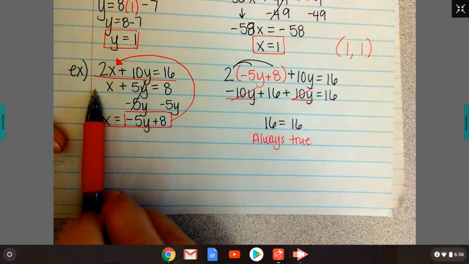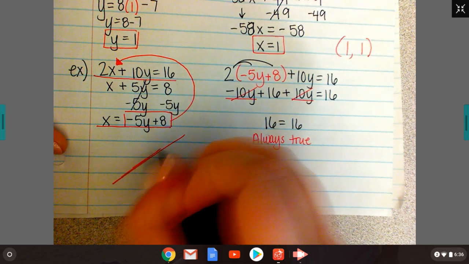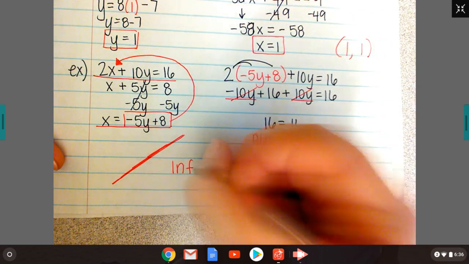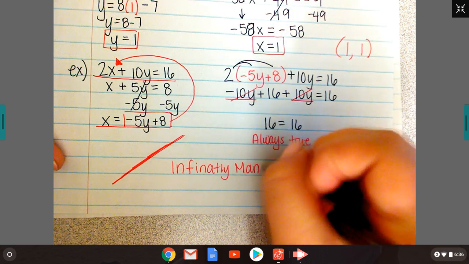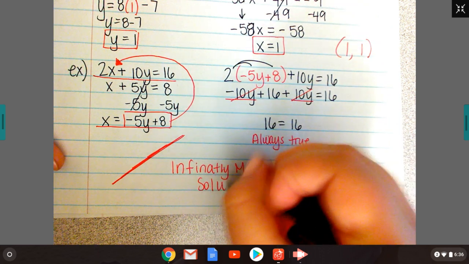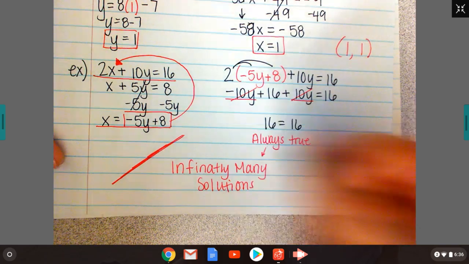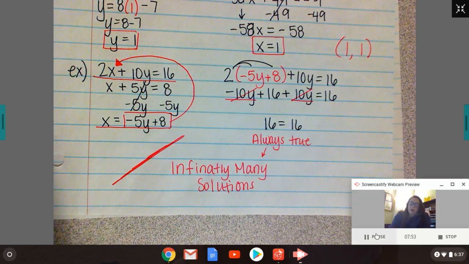So these two lines are the situation where we have one and then the other one is right on top of it. So we call that infinitely many solutions. So if you run into a case that's always true, then that should lead you to think that there's infinitely many solutions. We're going to run through one more and then call this a wrap.